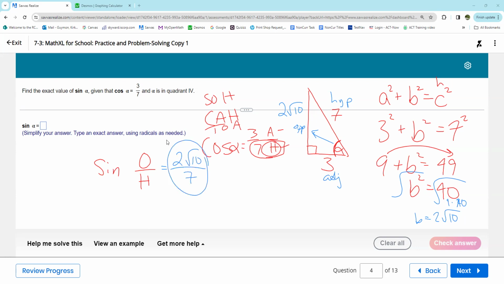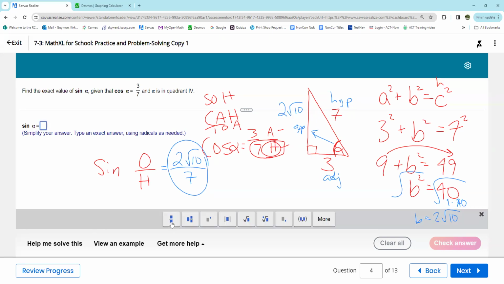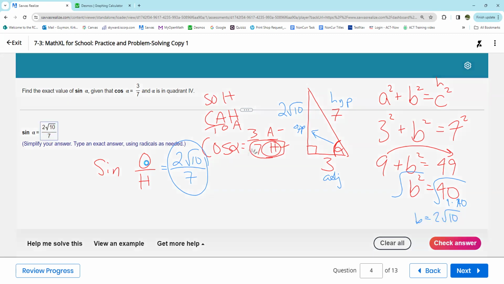So let's check that and see how we did. 2 square root of 10 over 7. I need a fraction, 2, then I need a square root, I need my 10 in there. Whoa, I got a 21. Where did that 1 come from? Fat fingers typing, I think. All right, so we've got a 7 down here. 2 square root of 10 over 7, that's what I said I should have, and it doesn't like it. Simplify your answer, type an exact answer, use radicals as needed.